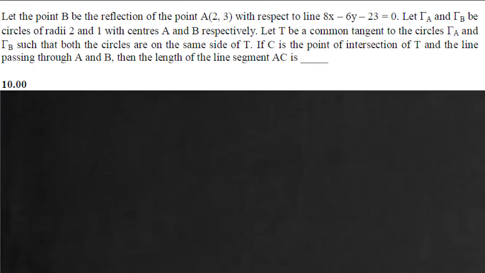Now here the question: let point B be the reflection of point A with respect to this line. So we have this point A which is 2, 3 and this line say L which is 8x minus 6y minus 23 equals 0. Now reflection of this point about this line L is B. So we'll use image of a point formula.